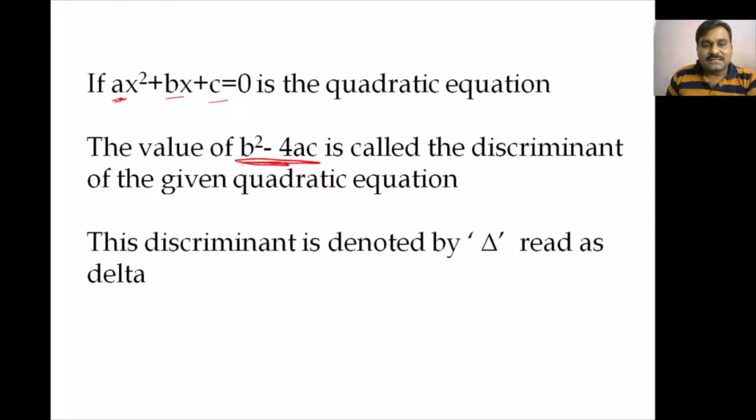Now this discriminant is denoted with a special symbol called delta. So we can write delta is equal to b square minus 4ac. Based on this delta, or b square minus 4ac, the roots of the quadratic equation are segregated. How they are segregated, let us see.